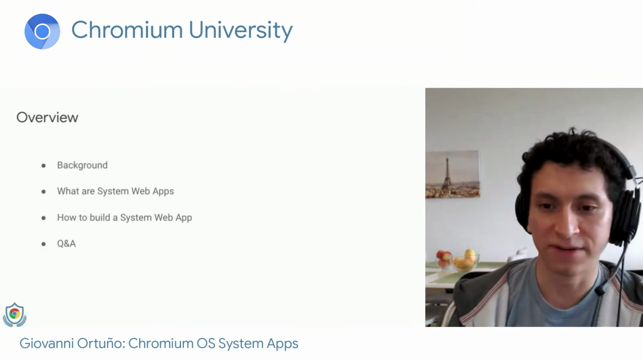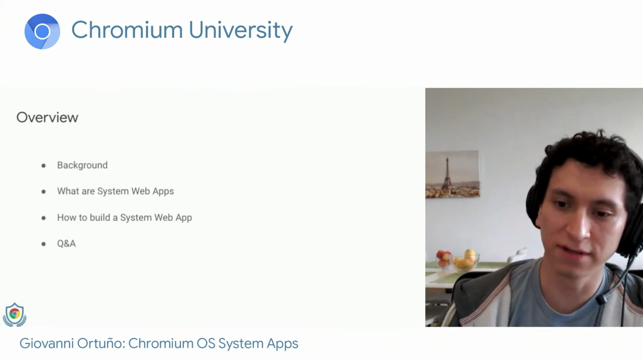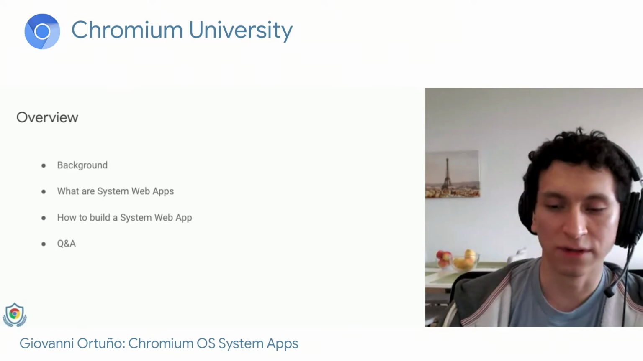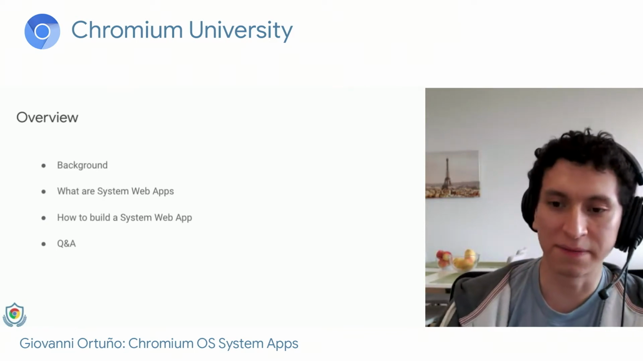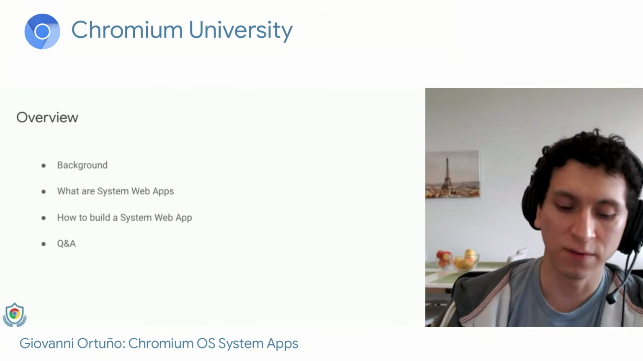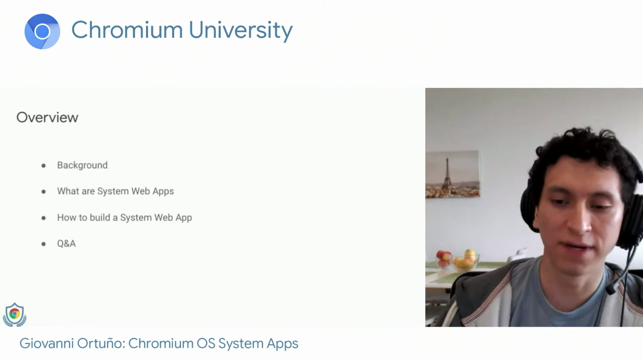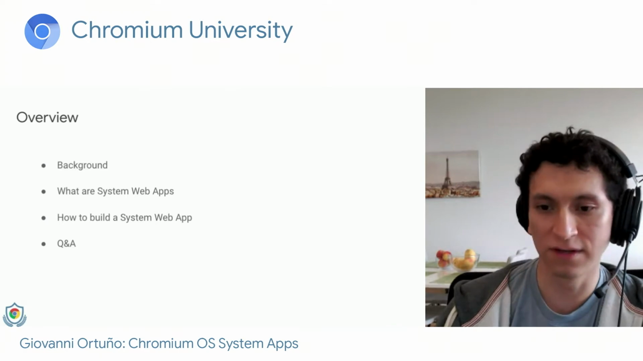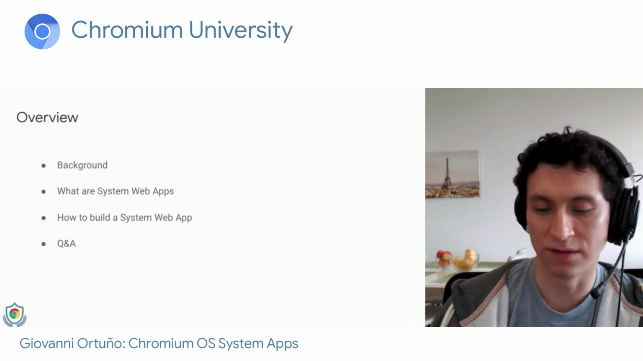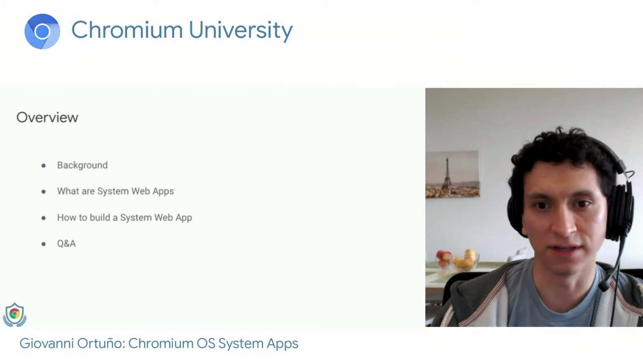Here's an overview of what we're going to go through. First, a background of how we came to build the System Web Apps platform and why we needed it. Then we'll go into a bit of detail about what exactly System Web Apps are and what technologies they are built on. Then we'll talk about how to build one, a very high level overview, but there are going to be links to different CLs that implemented a System Web App, so you can use those later if you want. And we'll leave some time for questions at the end.